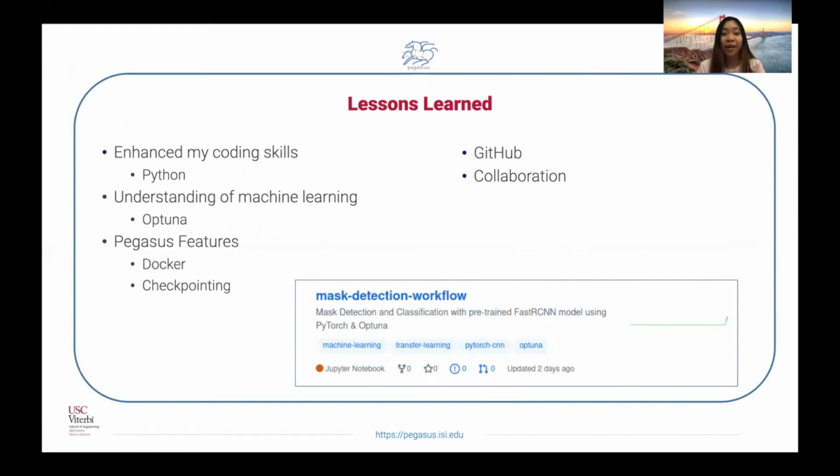At the beginning of my internship, I would read articles and papers of scientists and their projects. But now that I can actually create my own, I've learned a lot more, such as using Optuna and the various Pegasus features, such as Docker and checkpointing, that make it a lot more efficient and easy for scientists to work and share their ideas. Additionally, I've also been able to utilize GitHub, such as pushing and pulling any changes made. And I've also had the opportunity to collaborate with so many wonderful people on the team, like Patricia, Shrujana, and Shubham.